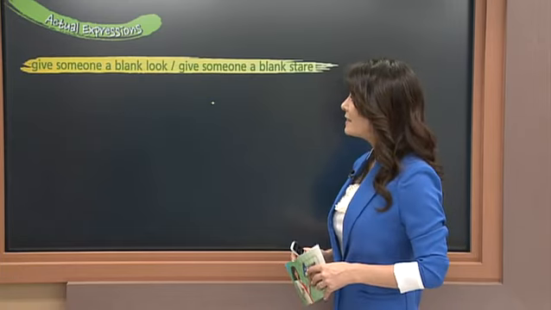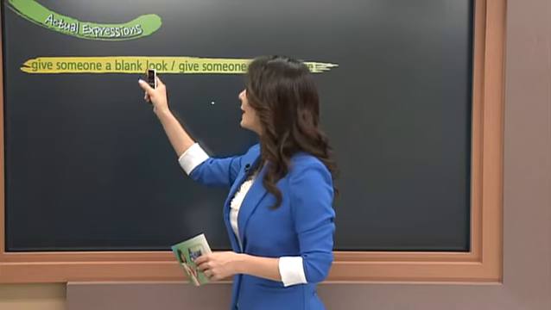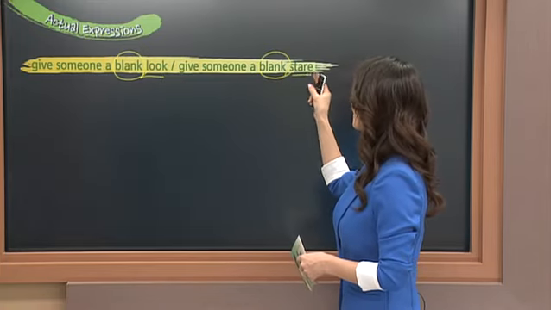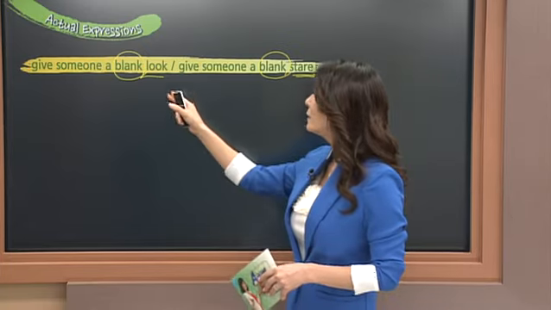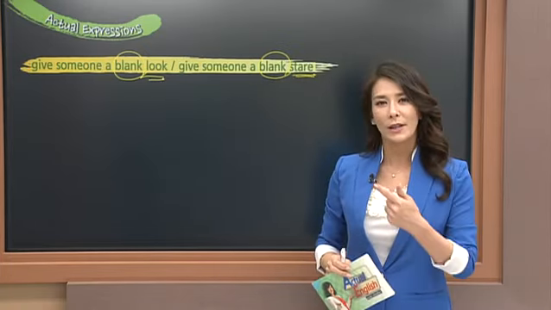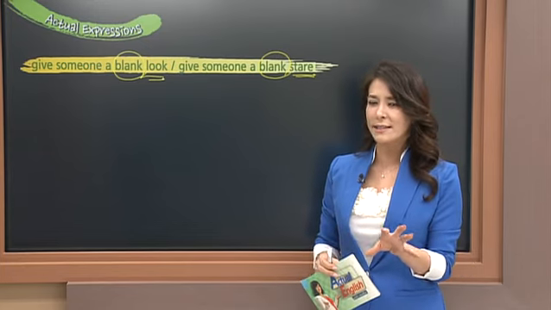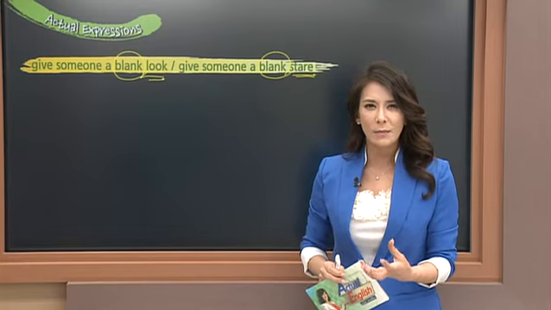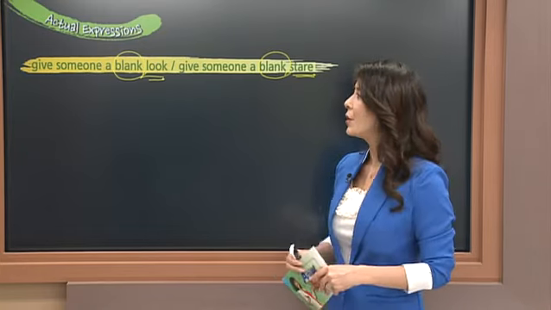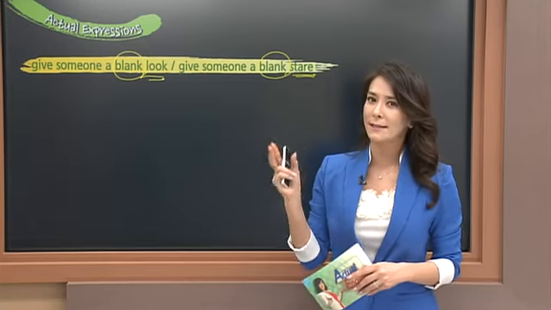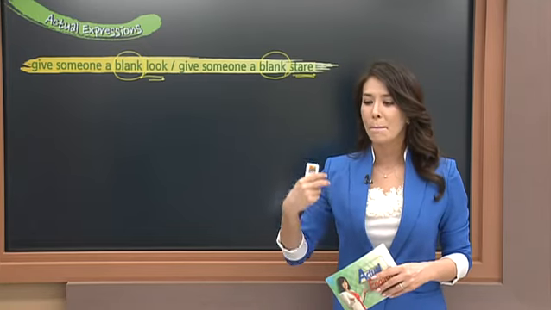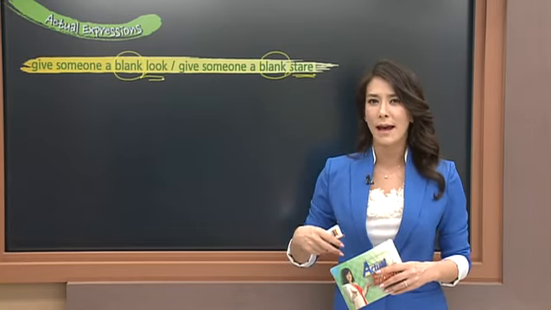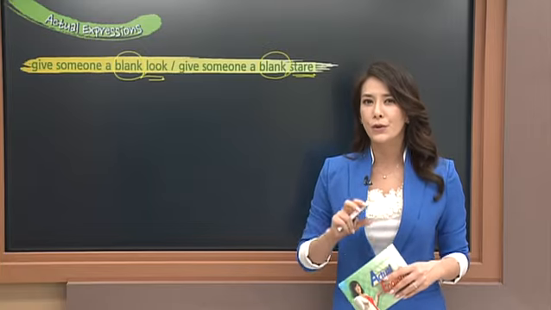Okay, moving on to our next pattern. Give someone a blank look. Or give someone a blank stare. Okay? There is a difference between look and stare. We did check out the word stare. You're looking at something or someone with a dirty look, or you're just glaring at someone. Okay? So if you give someone a blank look or a blank stare, you're giving them a very blank or neutral look. No expressions. Not happy, not sad, no facial expressions, a very neutral look.